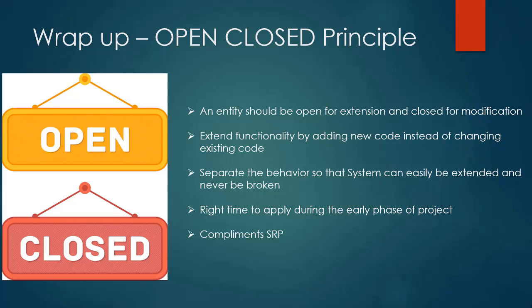So, a quick recap of this principle. An entity should be open for extension and closed for modification. And you should extend functionality by adding new code instead of changing existing code, as we have seen in the earlier example on how to achieve this. So the only time you should be changing the existing code is to fix a bug and not to add any new feature. The right time to apply this principle in your project is during the initial design phase of the project. During initial design, you come up with the features and ideas, and you will see some of them being worth implementing with the open-closed principle.